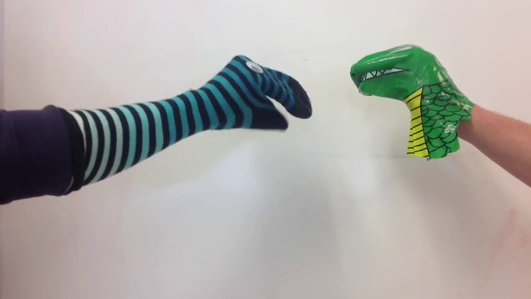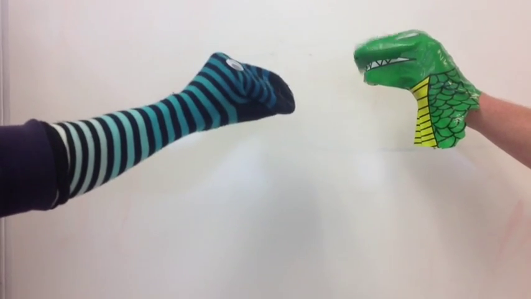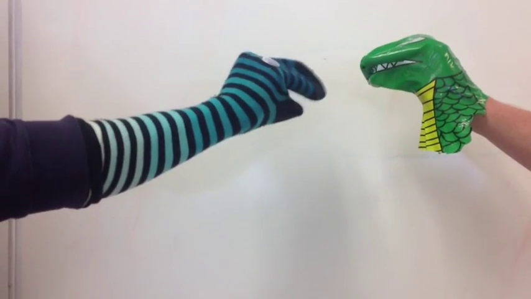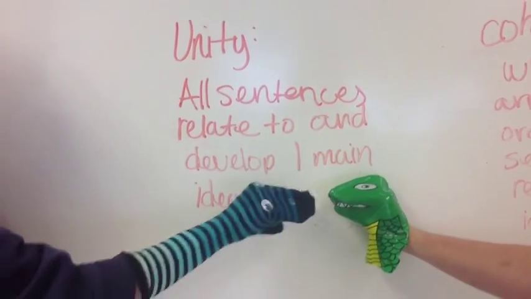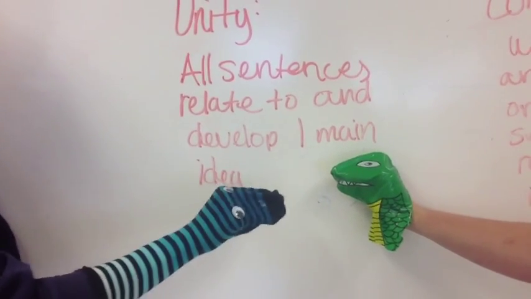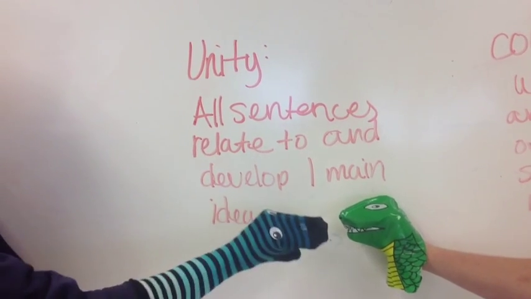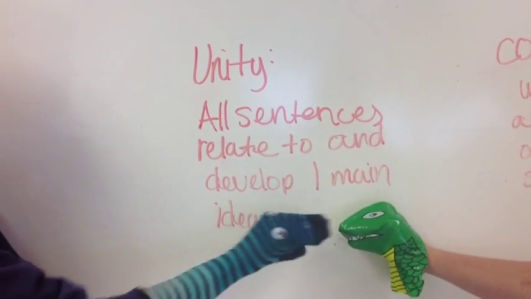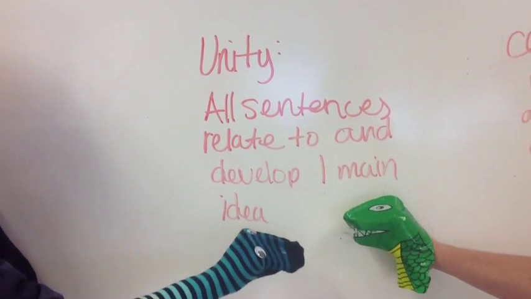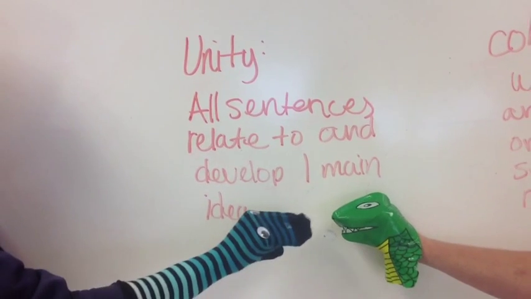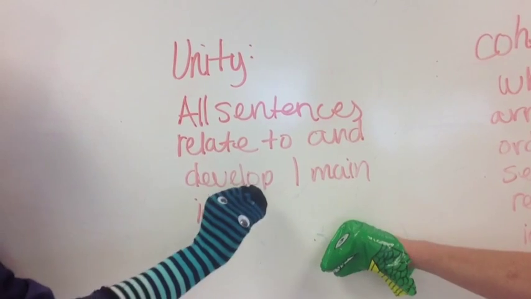Wait. What? Your paragraph has no unity. What's unity? Come over here. This, my dear boy, is unity. Yes, unity is when all sentences relate to and develop one main idea. So, what was the main idea in your paragraph? Aha! See, that's your first problem there. You have no main idea, so how can you have unity?